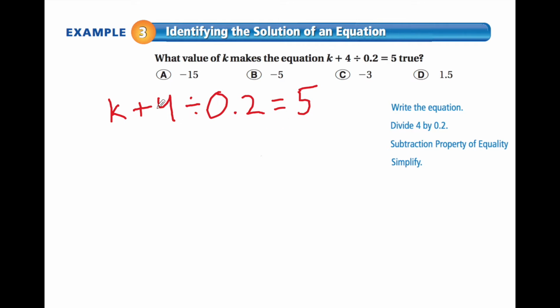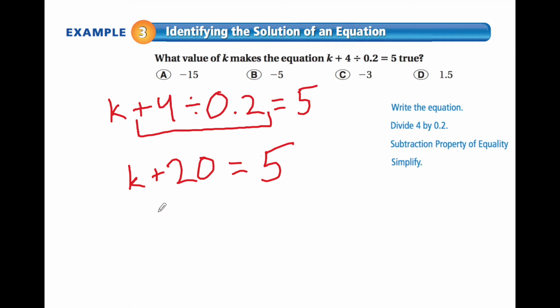Alright, first thing we have to do in this equation is divide 4 divided by 0.2. We want to simplify both sides. So first thing we can do is simplify this. So 4 divided by 0.2 is 20. 0.2 goes into 4 20 times. So once we simplify this part, we're left with k plus 20 is equal to 5.